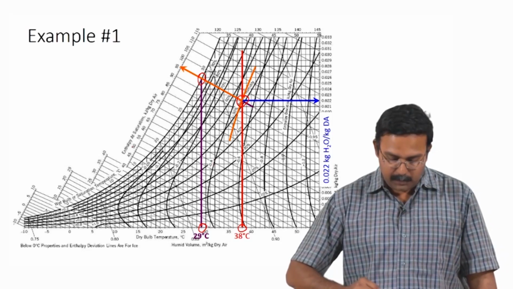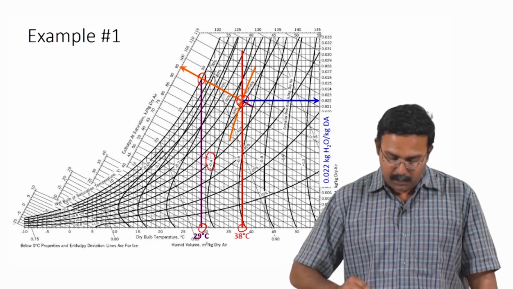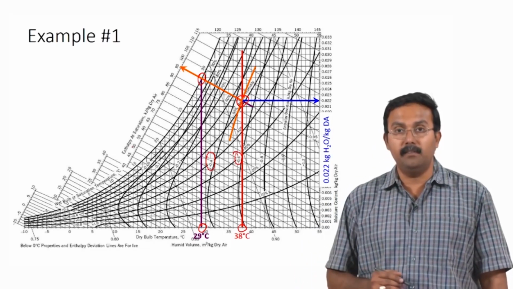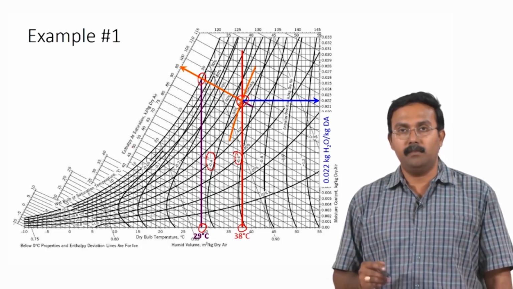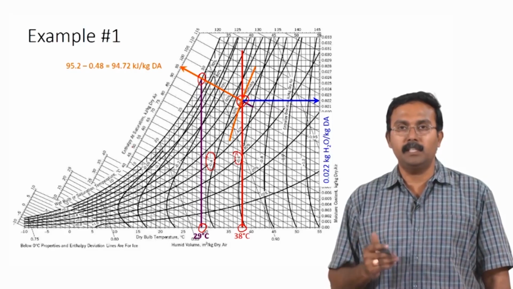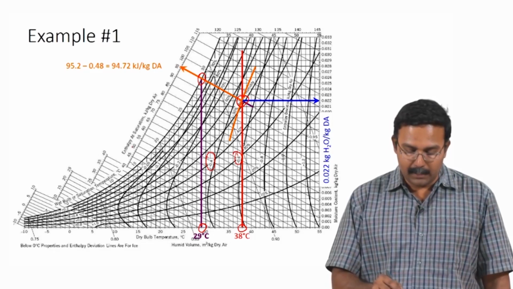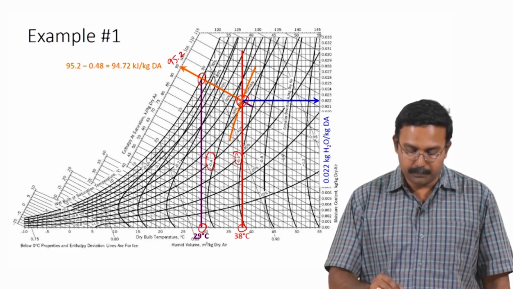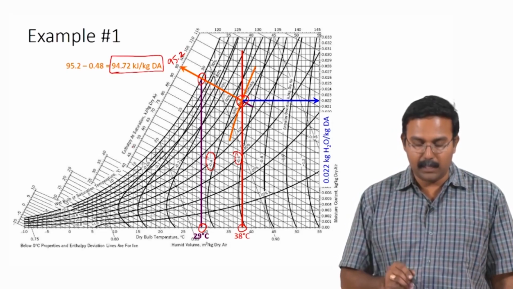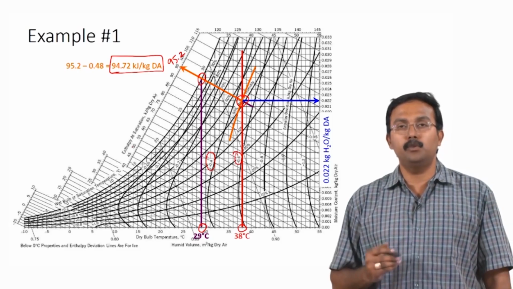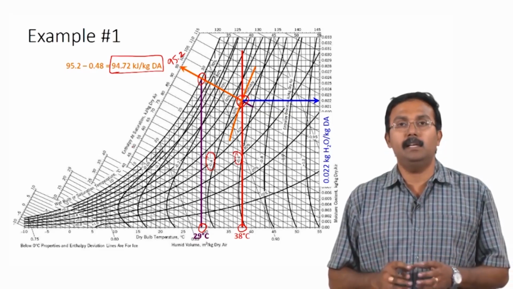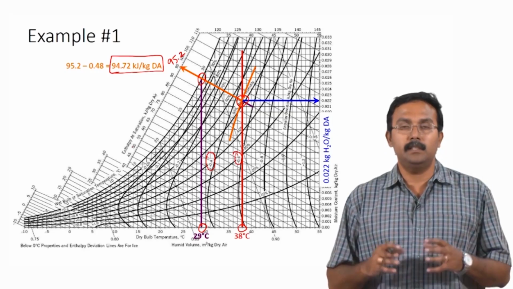The curves you see here are the minus 0.4 curve and the minus 0.6 curve. This point lies in between these two enthalpy deviations. So, using interpolation we have identified the enthalpy deviation for this point as 0.048, and at this point it is 95.2. Using these two values we can calculate the enthalpy of the outlet gas stream as 94.72 kilojoules per kilogram of dry air. With this we have all the information we need for performing calculations using the psychrometric chart.